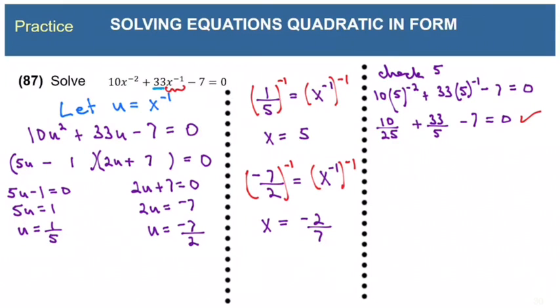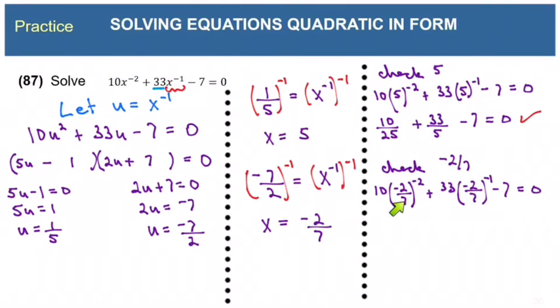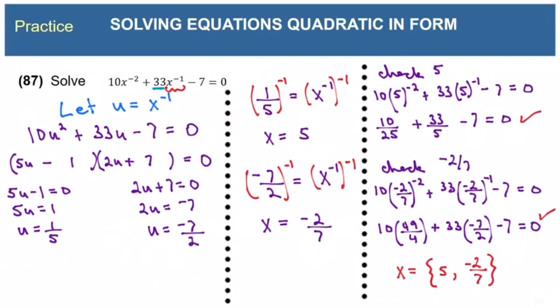And now let's plug in the negative 2 over 7. And negative 2 over 7, when you square it and flip it, you're going to have 49 over 4. And then when we flip the negative 2 over 7, we're going to have negative 7 over 2. Okay, now also take a calculator and verify that this one adds up to 0, and it does as well. So our two solutions here are 5 and negative 2/7.